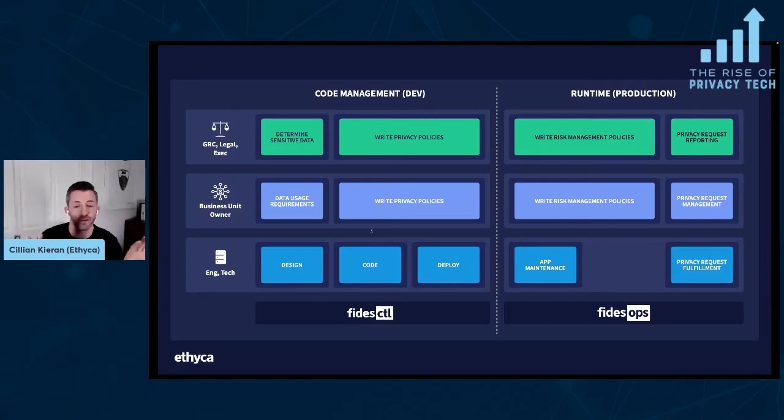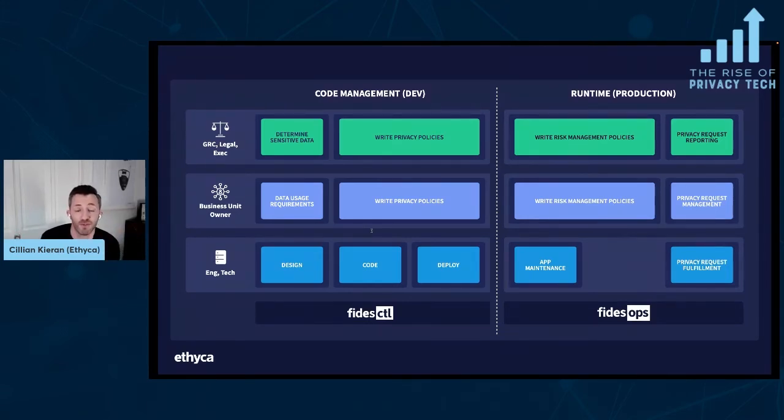I guess to level set, what you're looking at here is a very abstract organizational map of how business systems might commonly work, but they're not always the same for every organization. So if we think from the top down, we've got this GRC, legal, executive team. They're ultimately responsible for determining the business policies and goals of the organization and for writing those policies. So that's that top row.